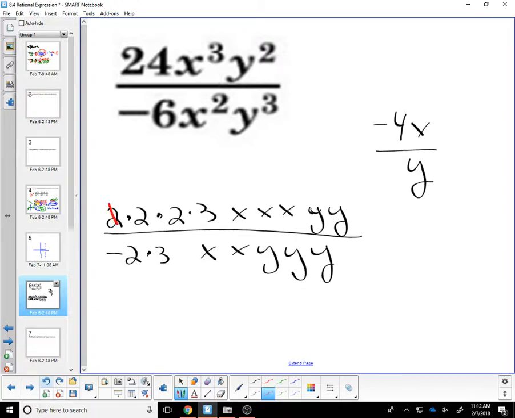So, 2 over 2 is 1. 3 over 3 is 1. X over x is 1. There's another 1. There's another 1. There's another 1. So what is 1 times 1 times 1 times 1 times 1 times 1? 1. So what do I have up here? I've got 4.